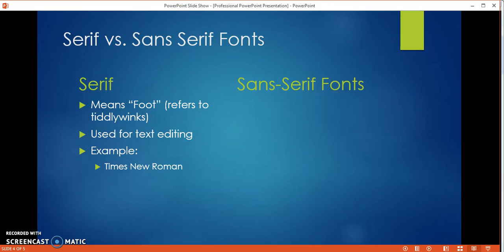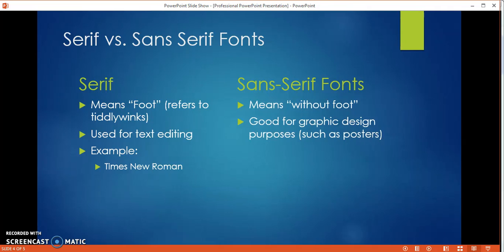Sans serif fonts on the other side, that means without foot. So this is good for graphic design purposes, such as posters, when there's going to be a limited number of words on a page or on the screen. So examples of that would be Arial or Helvetica.